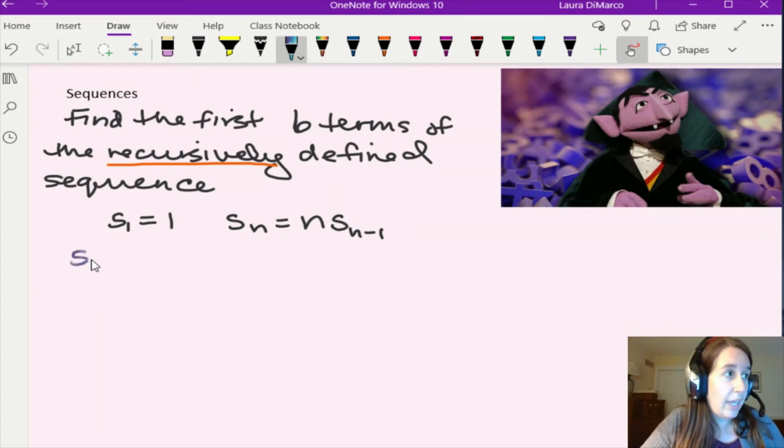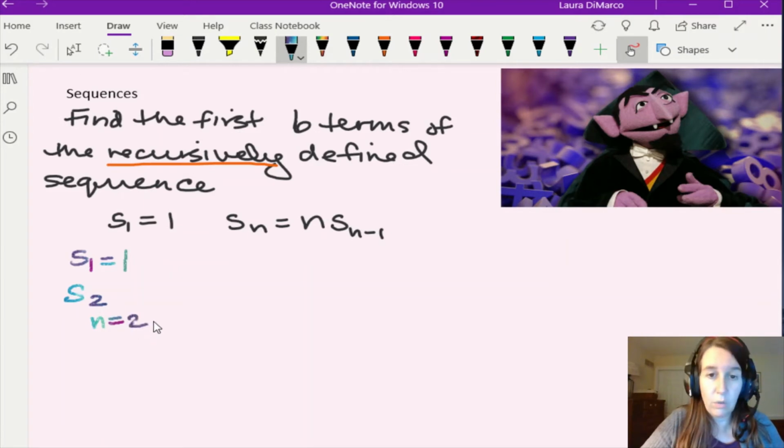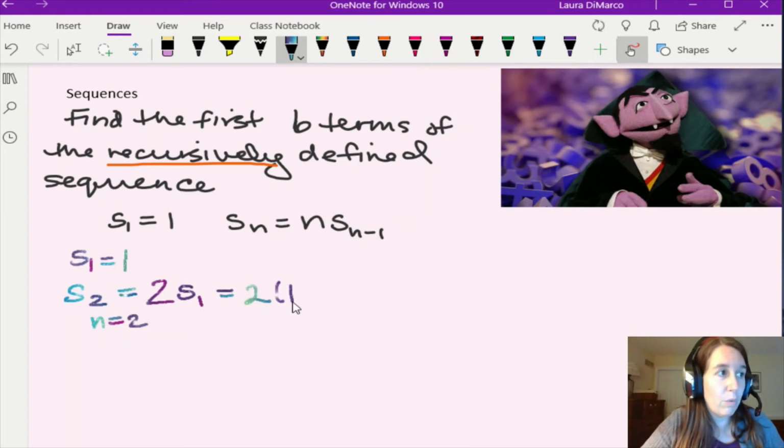So S sub 1 is obviously equal to 1. Okay, they told us that. S sub 2, that means that n is equal to 2, right? So that's equal to n times S sub n minus 1. So first n, that's 2, and then it's times S sub n minus 1. So that's S sub 2 minus 1, or S sub 1. Okay, so that's 2, and then S sub 1 was 1. So that's equal to 2.